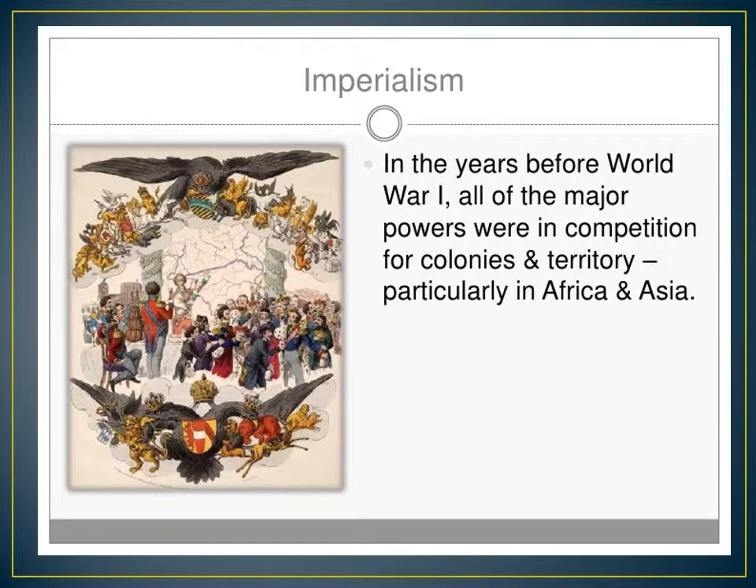Next we have our I, imperialism, and it's again a word you should be familiar with. We've been looking at it for a few chapters now. So in the years before World War I, all of the major countries were in competition to make colonies, and that was especially true in Africa and Asia. They were all kind of dividing up those continents among themselves. Britain and France and Germany in particular had a lot of colonies developed in Africa and Asia.